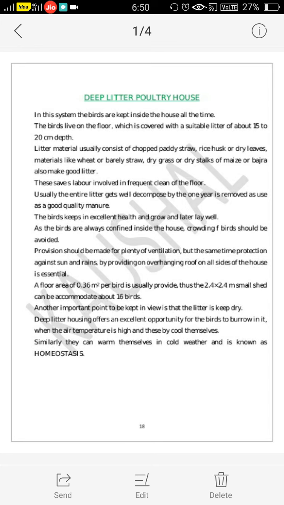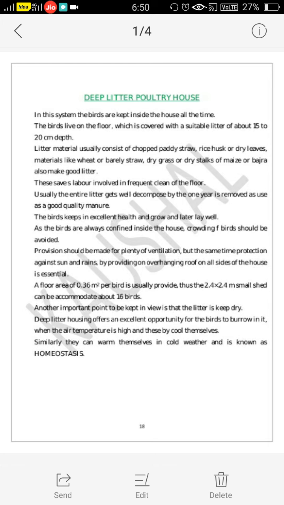This saves the labor involved in frequent cleaning of the floor. Usually the entire litter gets well decomposed and, after 1 year, is removed and used as good quality manure. The birds keep in excellent health, grow, and later lay well. Also, as the birds are always confined inside the house, crowding of birds should be avoided.